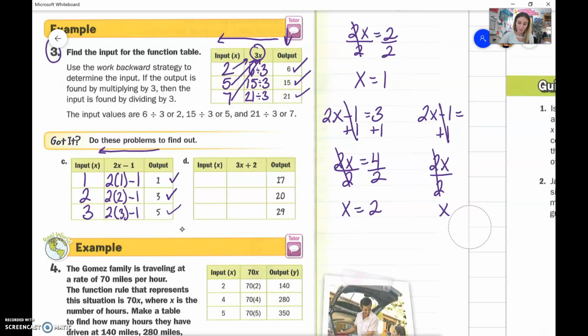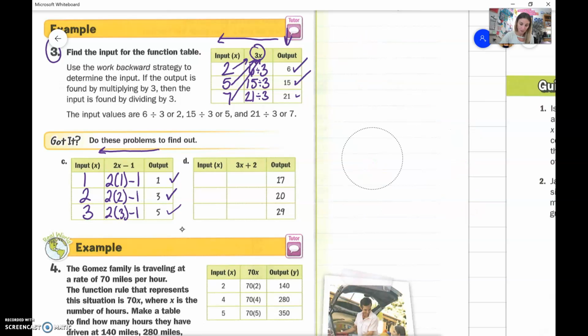All right. It would be the same thing if we were to do it here. Let's do one example on this side. We're going to try to work backwards. We have our output, which means we're going to work backwards. So we're going to write our equation equals 17.